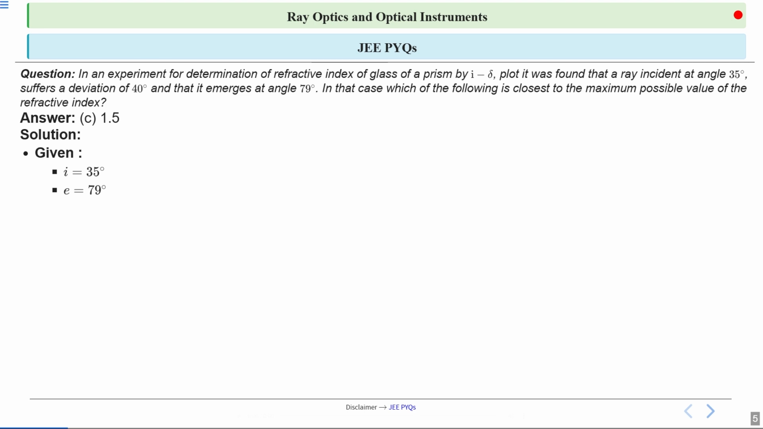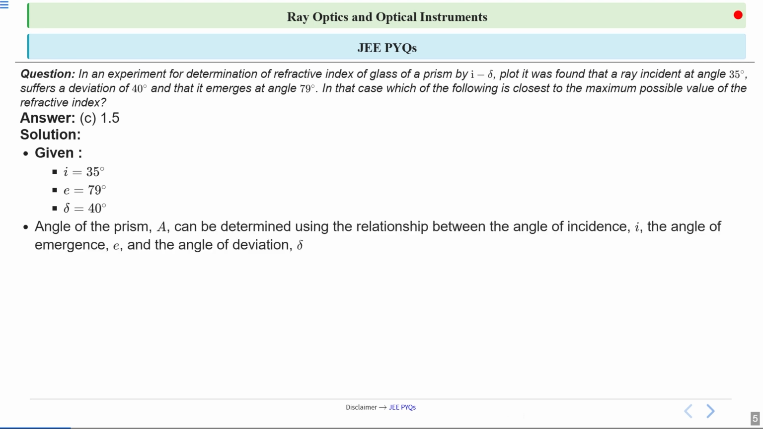So we have the angle of emergence denoted as E, which is 79 degrees. This is the angle at which the light ray exits the prism after refraction. Finally, the angle of deviation denoted as delta is 40 degrees. This is the angle by which the light ray is deviated from its original path due to refraction within the prism.